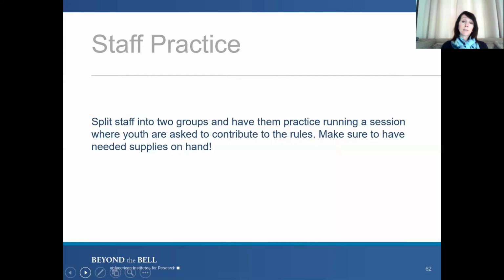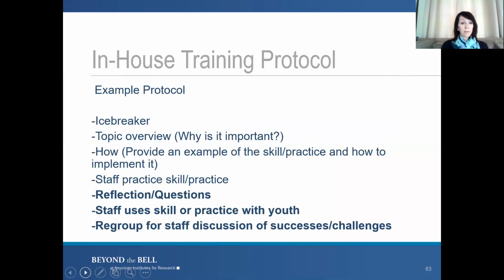So by the time that they're actually implementing this practice with their youth, they have a degree of comfort with it. Then you would leave time for reflection and questions, and staff use this skill or practice with youth out in the program, and then regroup for staff discussion of successes and challenges. And of course, those rules or guidelines can be adjusted over time if necessary. And you would talk to the group about it, of course.